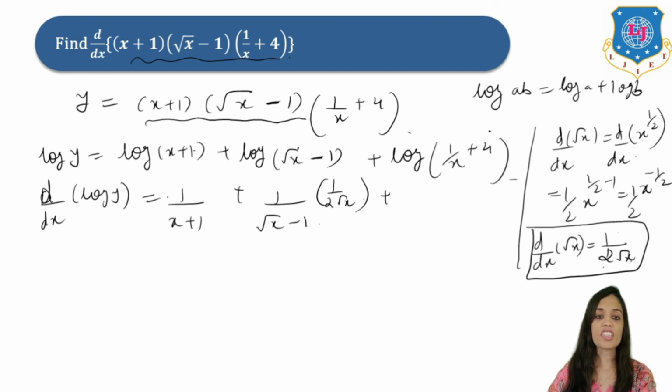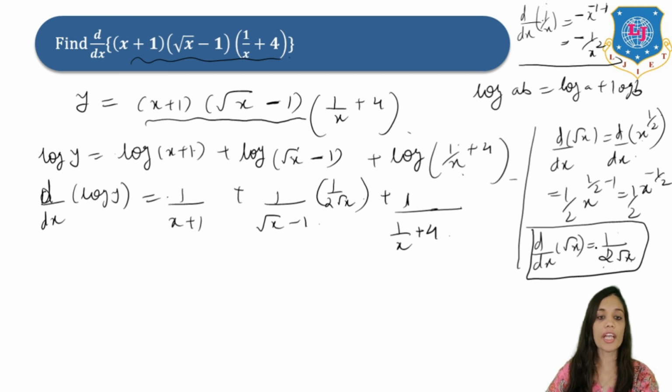Now again, derivative of this will be 1 upon (x plus 4). Again, you have to find the derivative of this bracket term. Derivative of 1 upon x. Again, applying the formula of x raised to n, it will be x raised to minus 1. So minus outside, x raised to minus 1. So derivative of 1 upon x will be what? Minus 1 upon x square. So you can remember this formula and this formula. So minus 1 upon x square. Derivative of constant is 0.